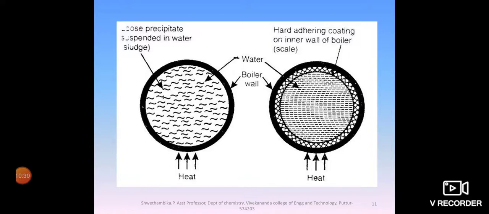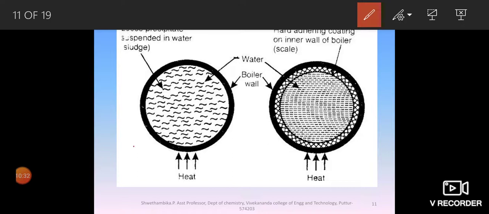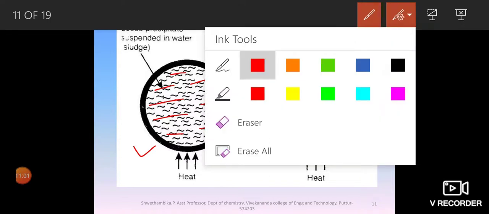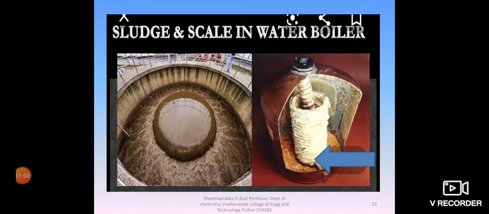The first diagram we see here, that is this one, accounts for the formation of sludge. So sludge, as they have shown, will be suspended in the boiler because it is non-adherent, it is very slimy and it is very soft. And on the other hand, the scale, as they have shown, is very thick, and that will be very adherent and it will be sticking itself to the walls of the boiler. So this actually shows the pictorial difference between the two, that is scale and sludge.